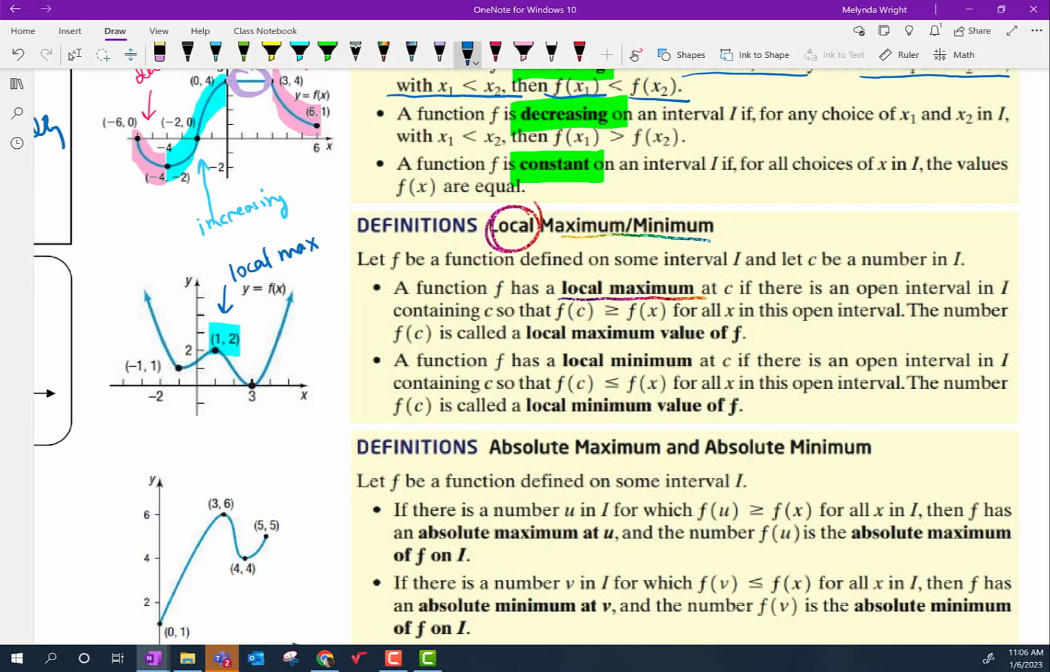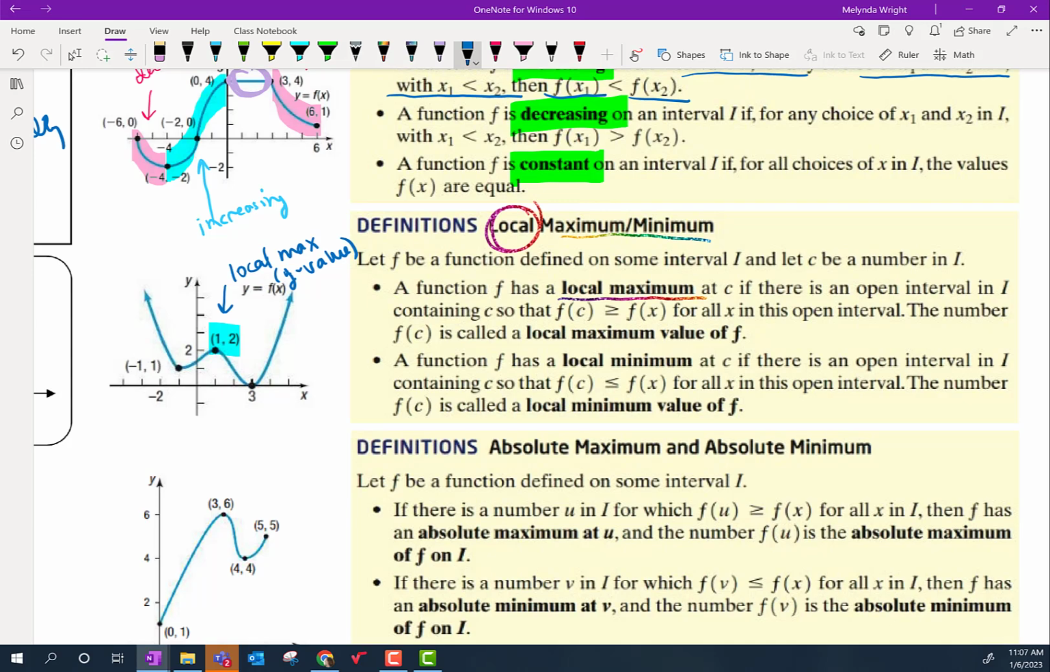And the actual maximum is the y value. That's the maximum, not the x value. That's a point where students sometimes make a mistake. If I ask you what the local maximum value is, in this case, you would tell me it's 2. You wouldn't tell me it's 1. All right, so what is a local max? Think about a local max as the top of a mountain.